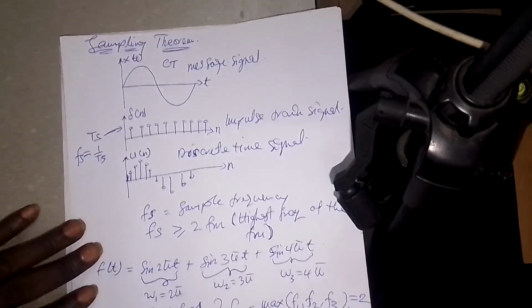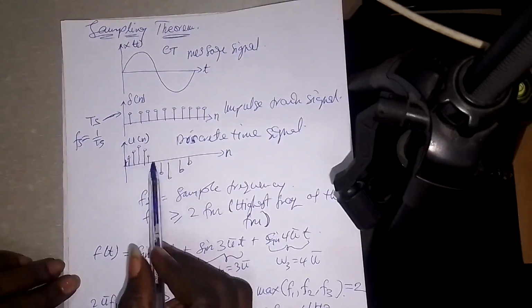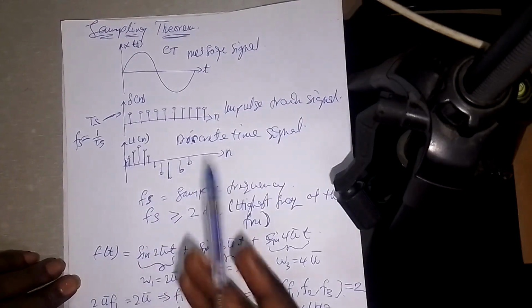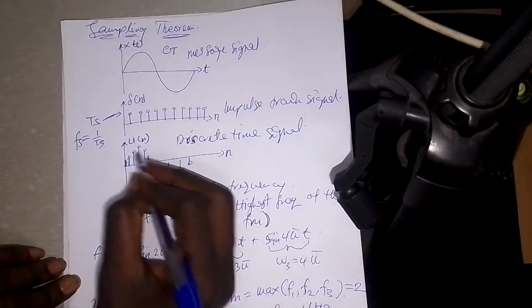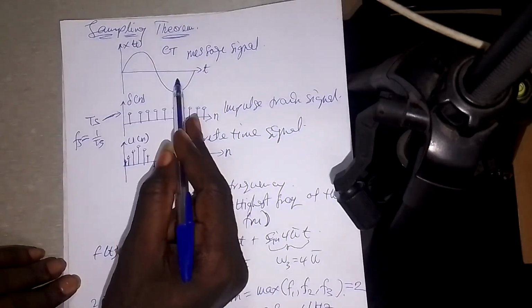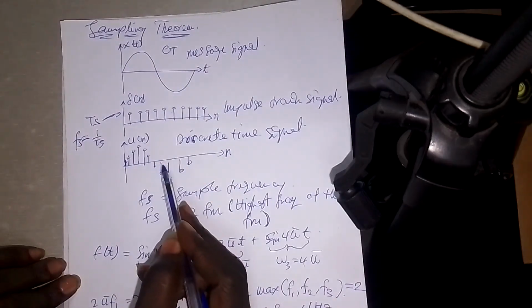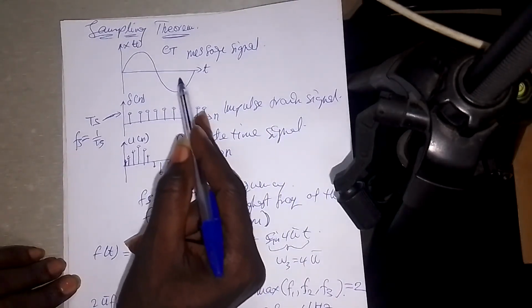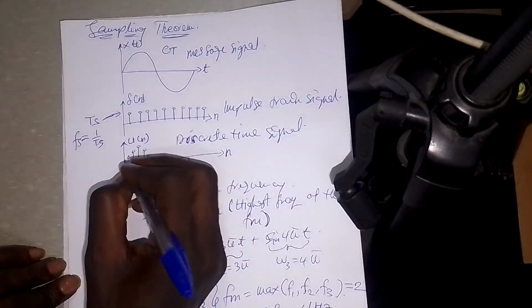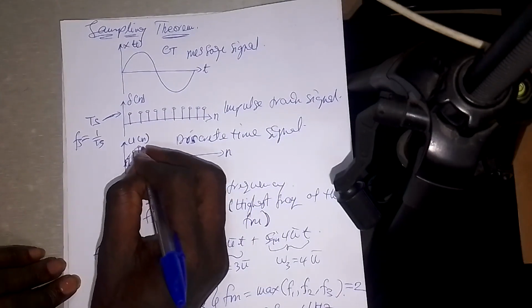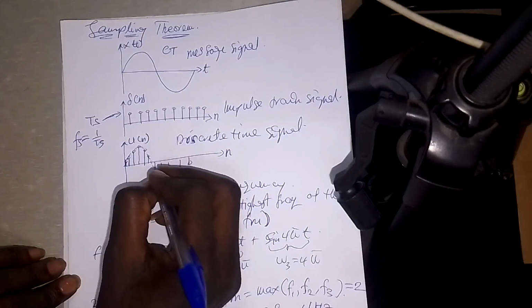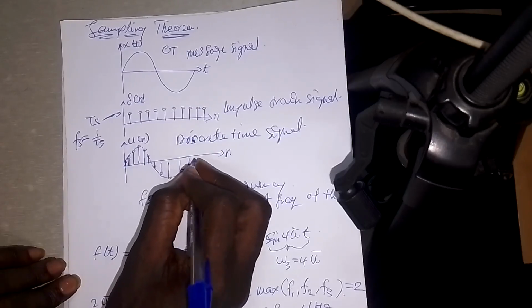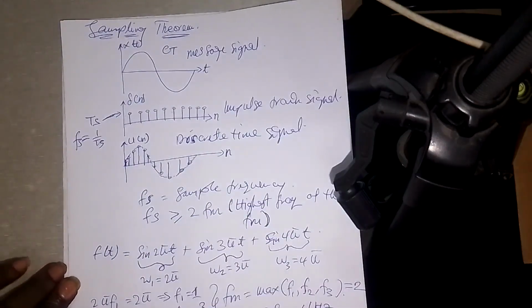So, for example, in this particular case, if I want to reconstruct my signal, it's very possible, because what I have here is the exact representation of the original signal. So I can easily get my original signal back from this one. Very simple, because it is the exact representation.